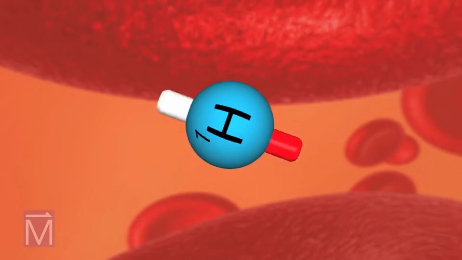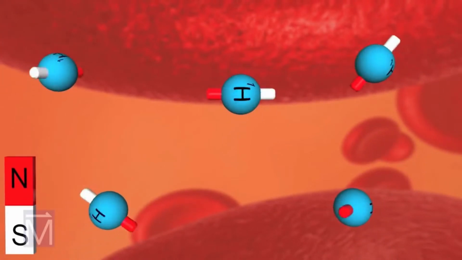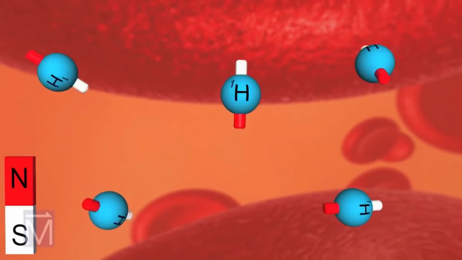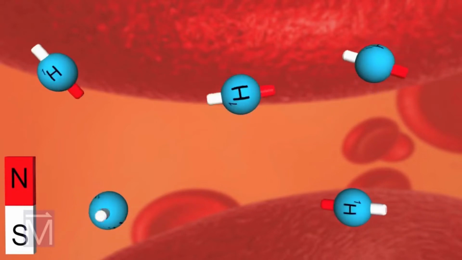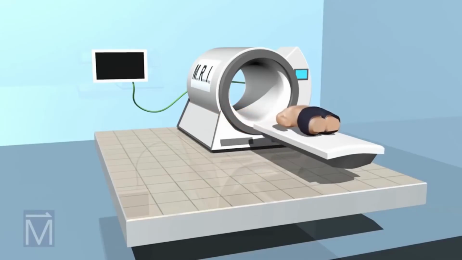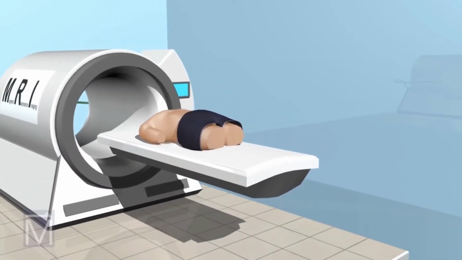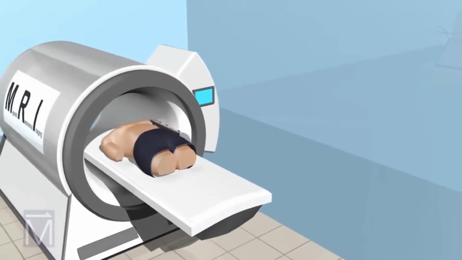In the nucleus of every hydrogen atom is a positively charged proton that spins around an axis, like the planet Earth, spinning with a north and a south pole. Normally, these hydrogen protons spin about willy-nilly on randomly oriented axes. Put them inside an MRI machine, however, and things change.